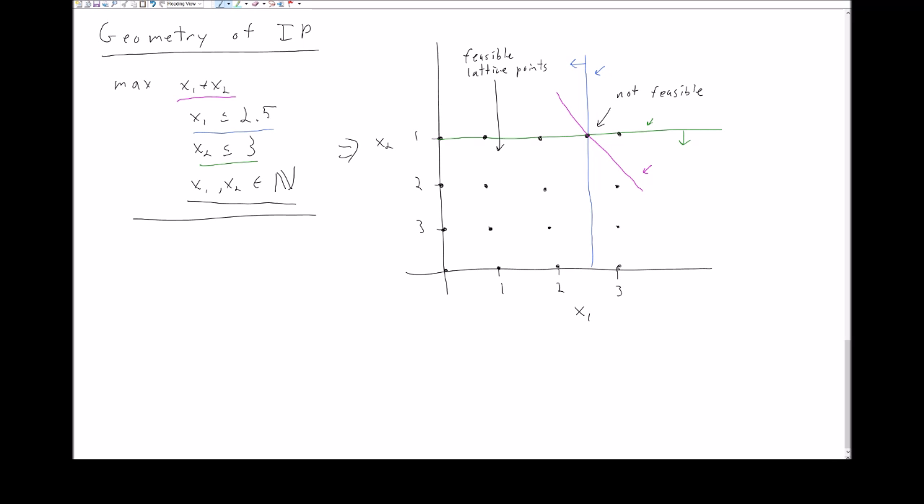x1 is equal to 2.5. Instead, what we need to do is take our objective function and effectively slide it down until we hit our first lattice point. Our first lattice point is where x1 is going to be equal to 2 and x2 is going to be equal to 3. This effectively reduces our objective function, but now it's feasible for these integer points instead of just any points at all. In future lectures, we're going to continue to look at integer programs from this sort of geometric perspective.